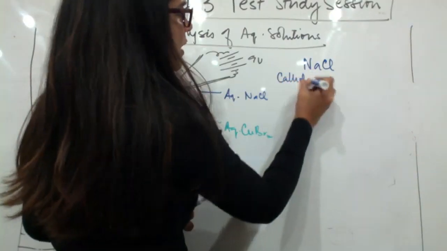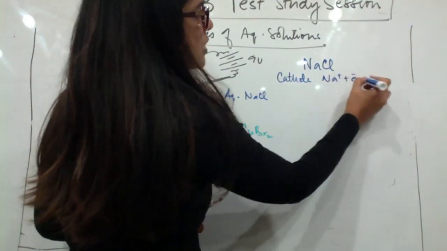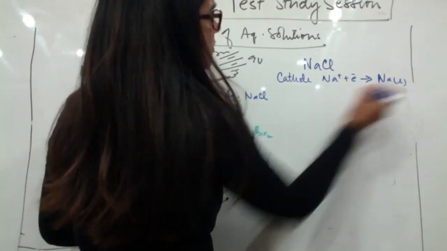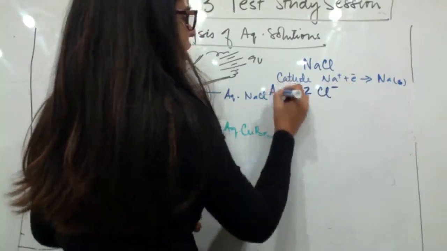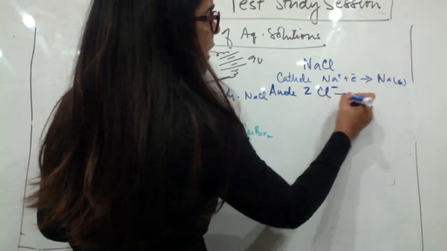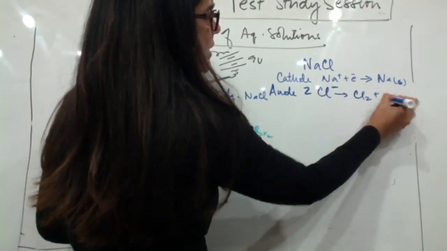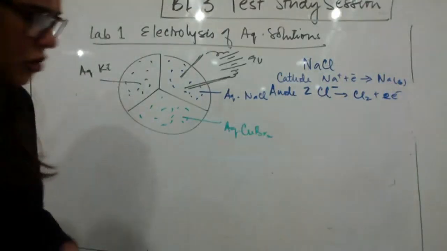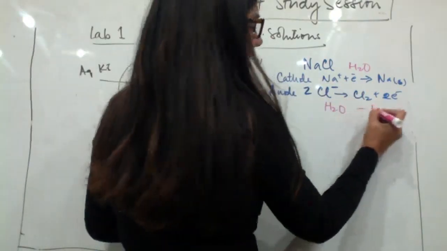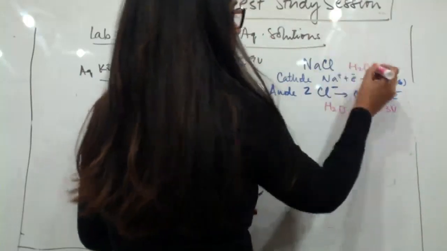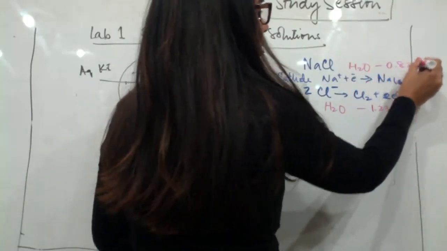So in case of NaCl, you had on the cathode Na plus ion wanting to be reduced to sodium metal, and then on the anode you had chloride wanting to be oxidized to form chlorine gas and 2 electrons. But what you have at each of these electrodes is water competing. And water's oxidation potential was negative 1.23 volts, right? And water's reduction potential was negative 0.83 volts.